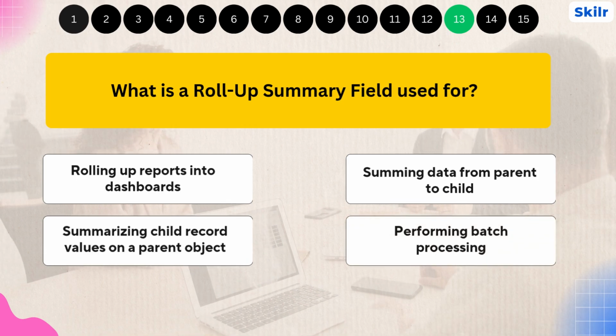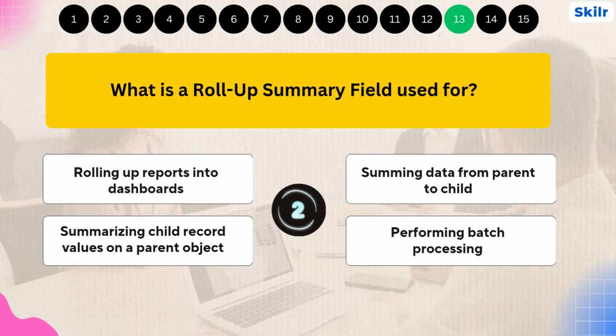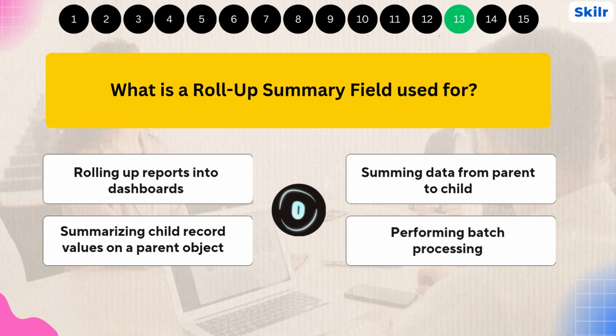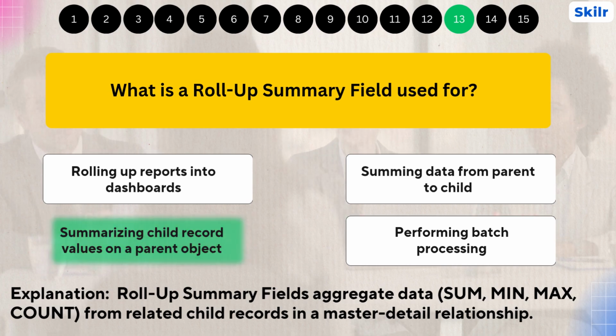Question 13. What is a roll-up summary field used for? The correct answer is summarizing child record values on a parent object. As roll-up summary fields aggregate data, sum, min, max, count, from related child records in a master-detail relationship.